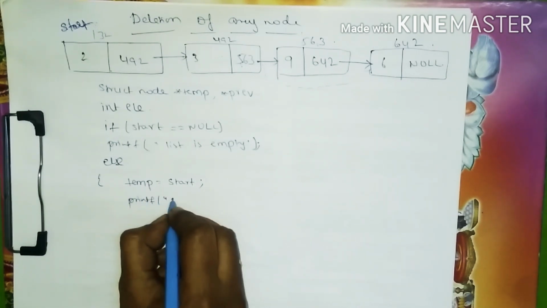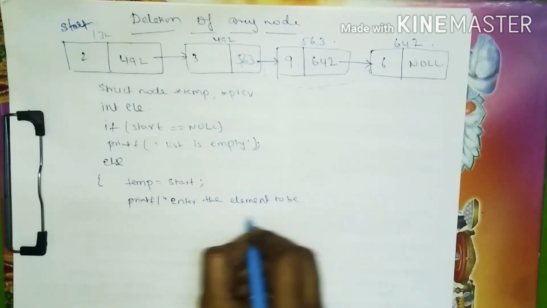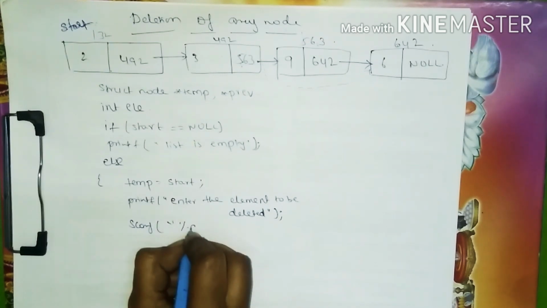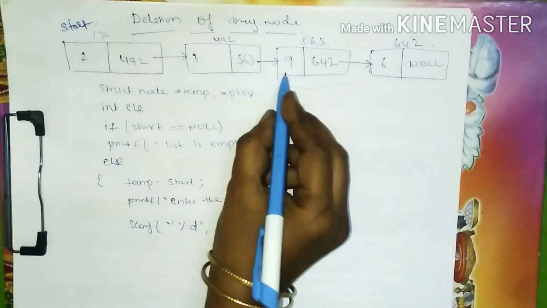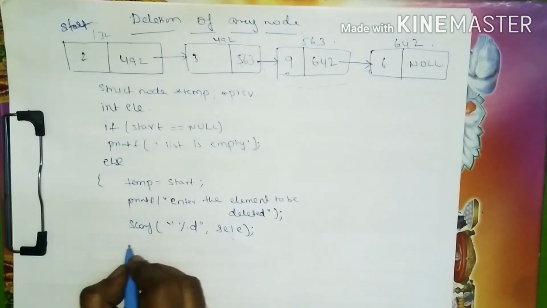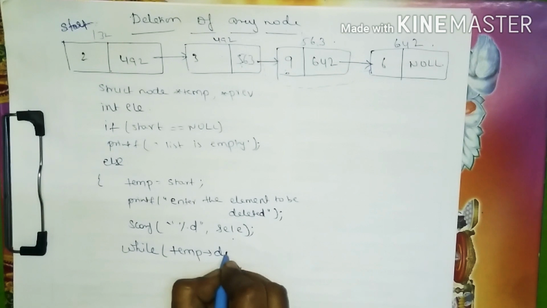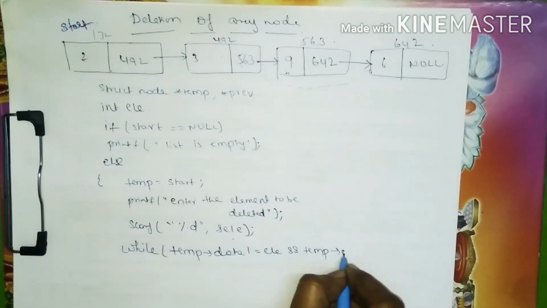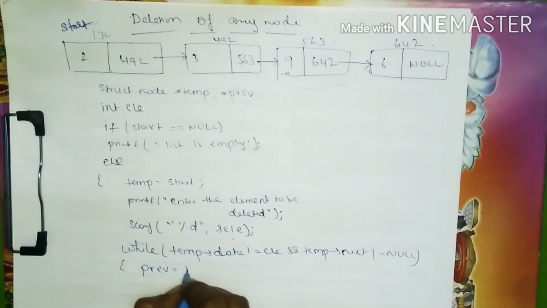So now I have to enter which element I want to delete. Enter the element to be deleted. Okay, scanf %d ampersand ele. Now I want to delete some element. So I say I have given here the input as 9. Now I want to delete 9. So what we need to do, I have to search the 9: while temp data not equal to ele and temp next not equal to null. So what I should do, prev is equal to temp and temp is equal to temp next.